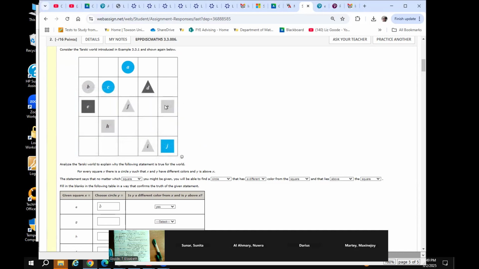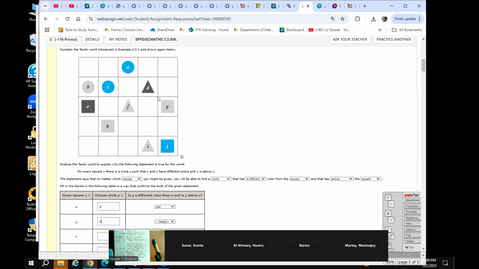So for square G now, we're looking for a circle y that is a different color from square G and is above square G, but why would circle B not work for G? Because circle B is already associated with E? Nope, that's not why. We could have used A for E and we could use A for G. It's the same color. Yes, it has to be a different color. So actually A could work for both G and E. You could have put A here and it would be fine, and you can use A for G as well.